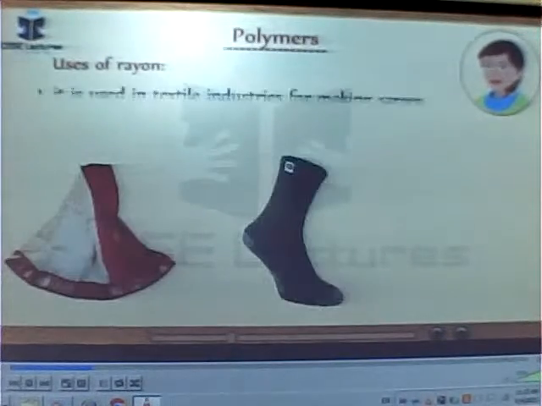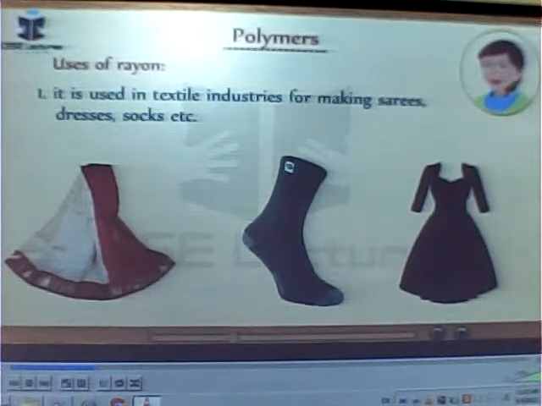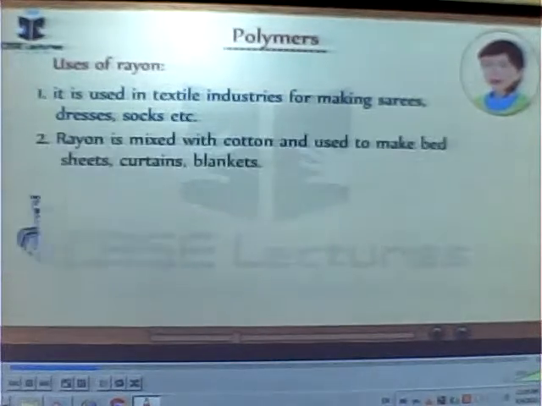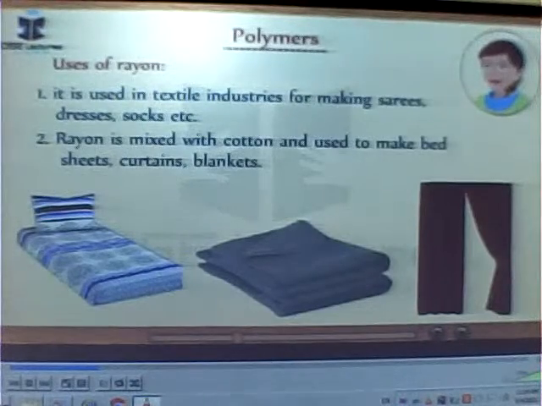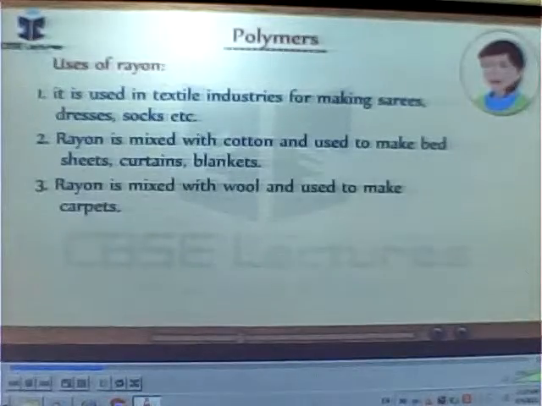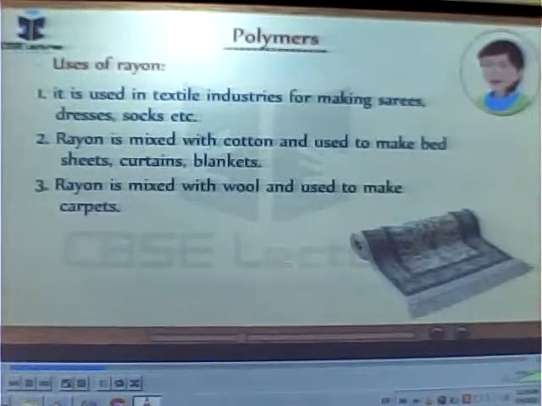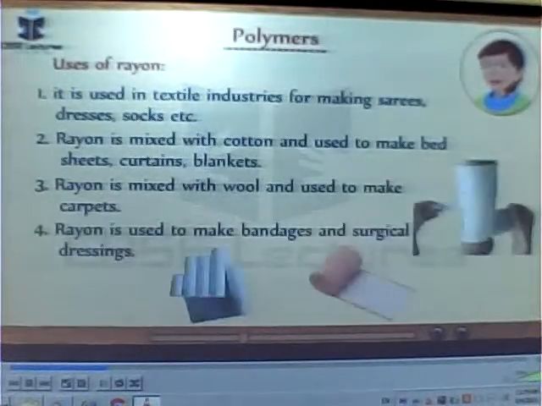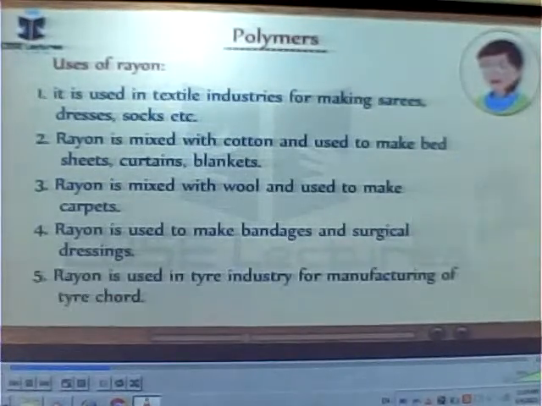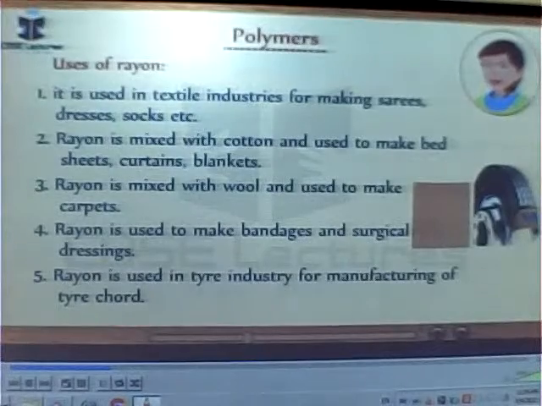Use of rayon. It is used in the textile industry for making saris, dresses, socks, etc. Rayon is mixed with cotton and used to make bed sheets, curtains, blankets. Rayon is mixed with wool and used to make carpets. Rayon is used to make bandages and surgical dressings. Rayon is used in the tire industry for manufacturing of tire cords.